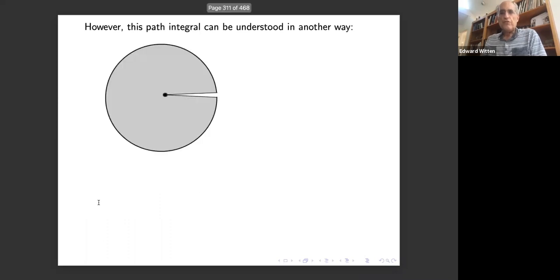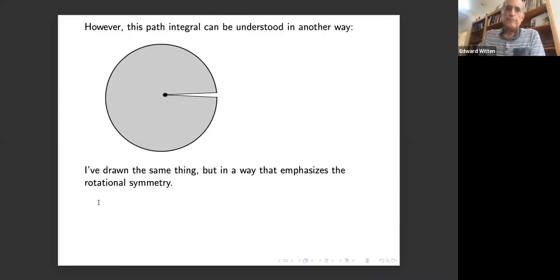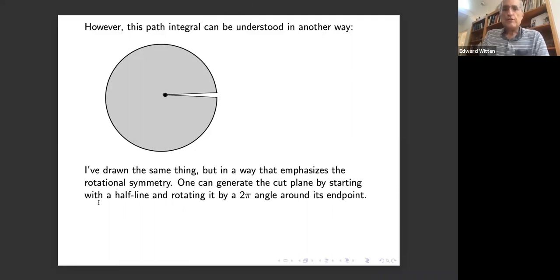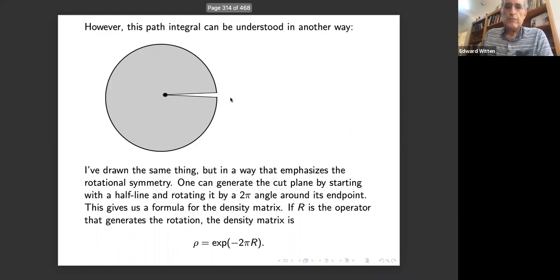But the same path integral can be understood in another way. I've simply drawn the same picture again of the whole plane with a cut in it, but I've drawn it in a way that emphasizes the rotational symmetry that the plane had before you took the cut. And now you can see that you can generate the cut plane by starting with a half line and rotating it by a 2 pi angle around its endpoint. So that gives us a formula for the density matrix. If R is the operator that generates the rotation, the density matrix is e to the minus 2 pi R.